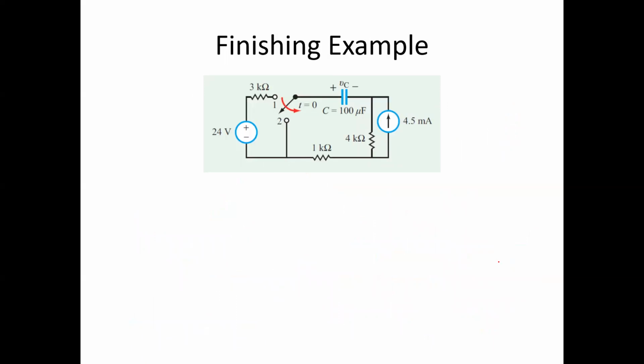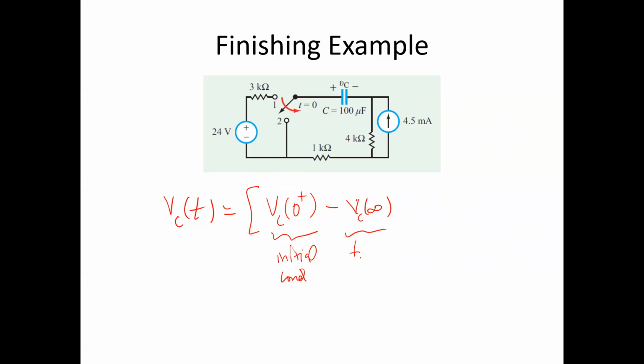So let's use that to finish up the example here. If I wanted to, for example, write what the differential equation was for VC, I would write that VC of t is going to be whatever we found as the initial condition. So it's VC of 0 plus, which as we know equals VC of 0 minus. So this was our initial condition. It's going to subtract the final value, which was whatever VC of infinity was. Here's my final value.